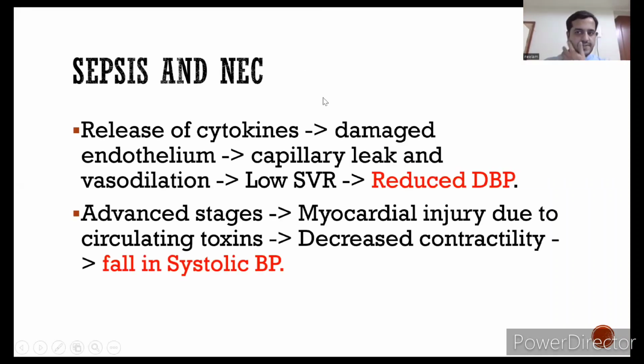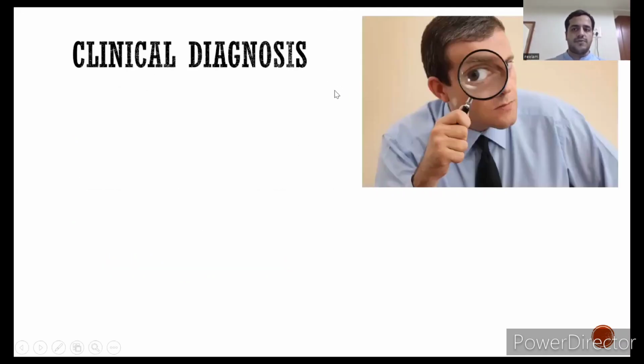So till here we discussed the pathophysiology of shock in various scenarios. Now coming to the clinical part of it. The first part was actually more of a build-up, just to give you an idea of the challenges of the cardiovascular system in newborns. Now we are coming to the clinical part of how to manage shock or how to diagnose shock. One part of the challenge is to diagnose it early.